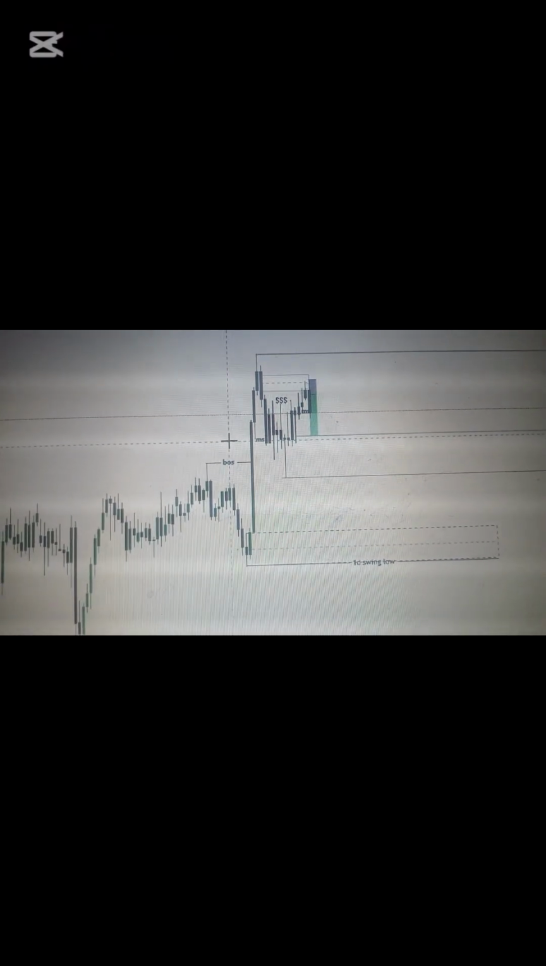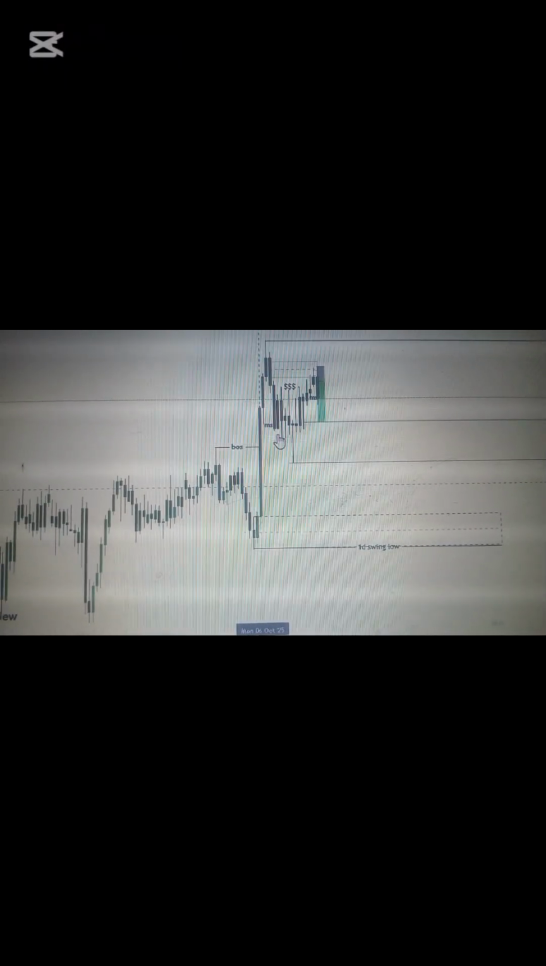That is one of the laws of break of structure. The law of break of structure states that after a break of structure, always expect a pullback. It is not a must that price will pull back to this zone. You understand? Price can decide to do anything. All you need to do is to react to what the market is doing.